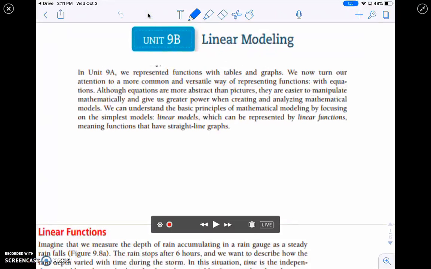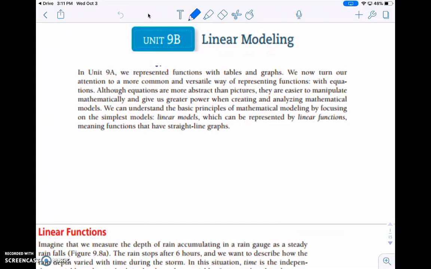Okay, this is Unit 9B, looking at linear modeling. When you see linear, hopefully embedded in there, you can see this word line. When we graph these kinds of functions, they're going to look like straight lines. In the past, you may have heard slope-intercept form or a linear function. That's what we're talking about here.